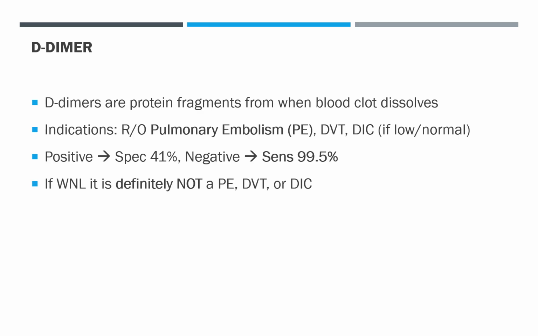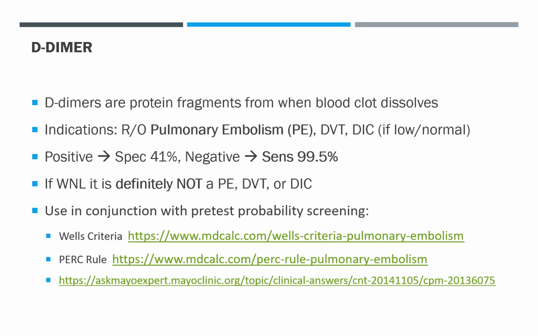So essentially that means if it's within normal limits, it's almost definitely not one of those things. Of course, with such poor specificity, you would want to use it in conjunction with other pretest probability screenings. Wells criteria, you'll hear that, and that will almost certainly be a PANTS type study. PERC rule is very similar.